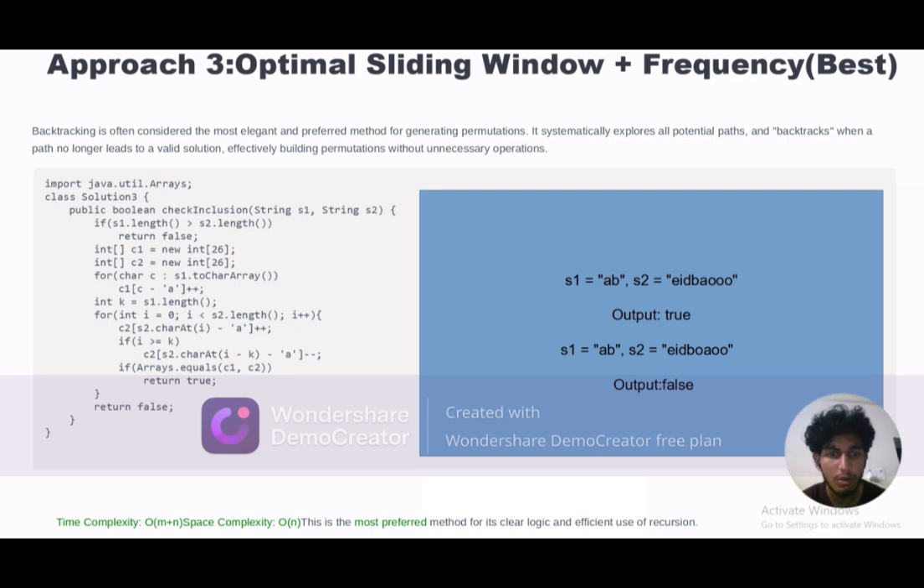Now let us see some example input and output. Here s1 is ab, and s2 is eidbaooo. If we look, there is no gap between B and A. It is a permutation of AB. AB's permutations are AB, BA. Since there is no gap between B and A, it will print true. In the second example, there is a gap between B and A, there is an O. So we have to print false.